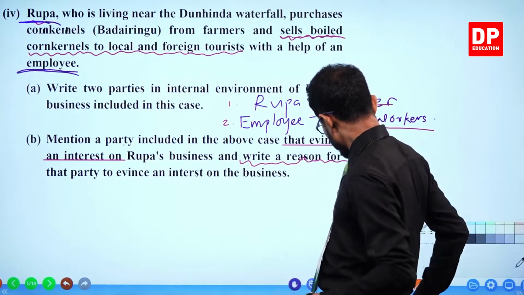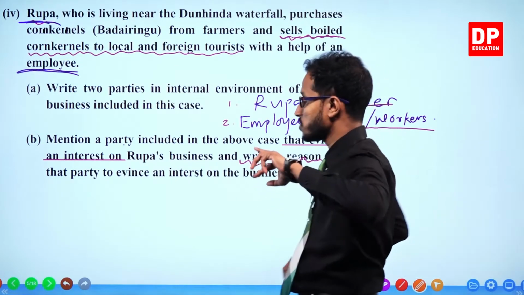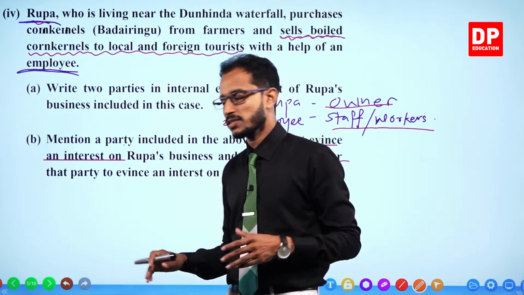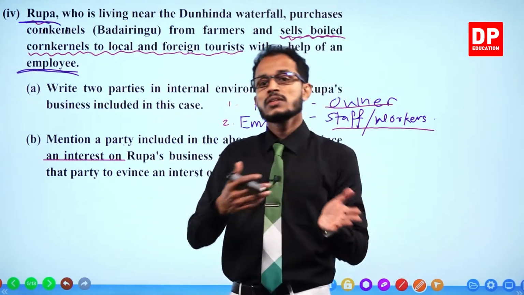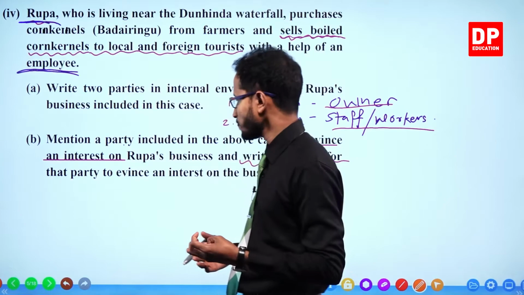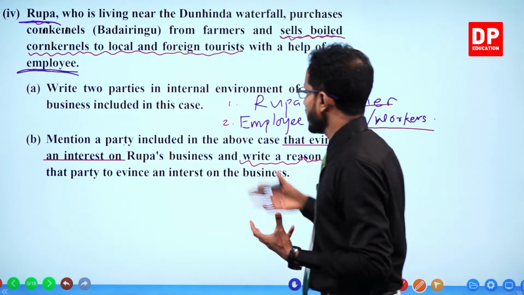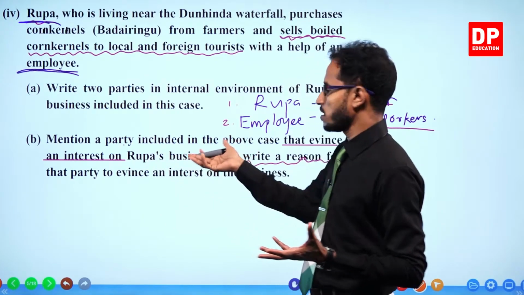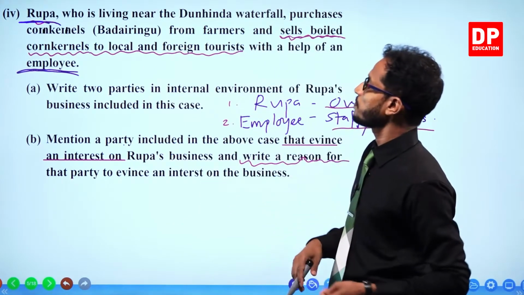Okay, this is from which lesson, children? I'm asking, this question is from which unit? Second unit, grade 10 book, second unit, business environments. Okay, now you have to write the reason why any of these parties evince an interest in the business. Let's choose one party. Let's choose Rupa, the main party.